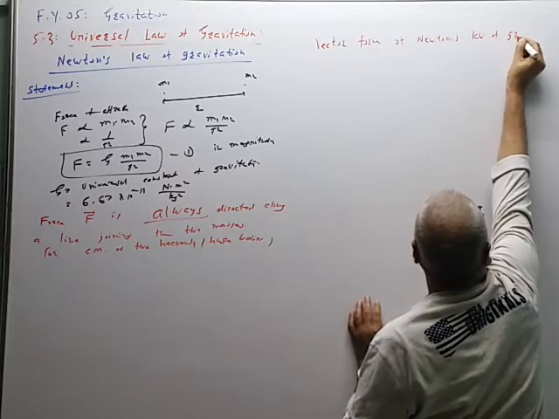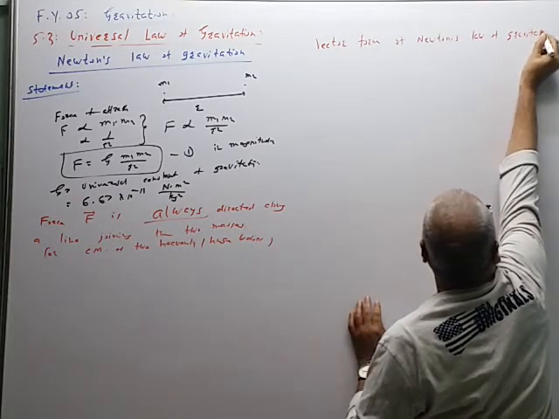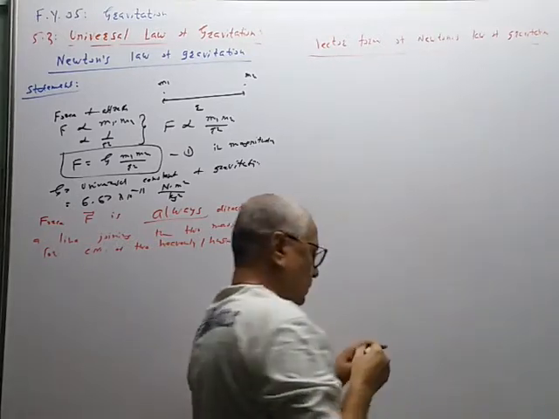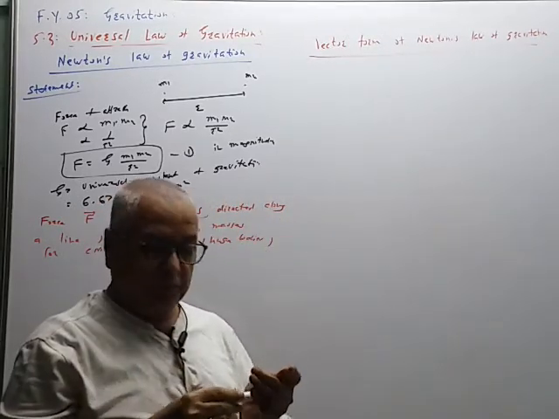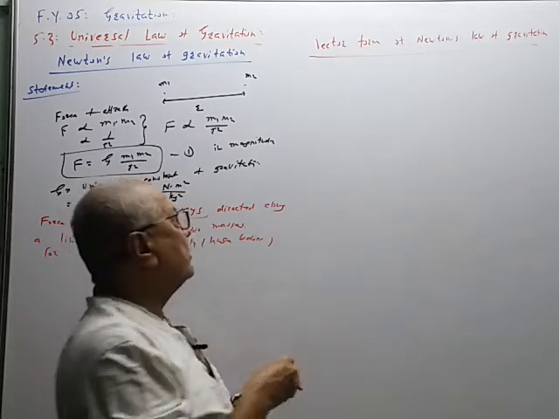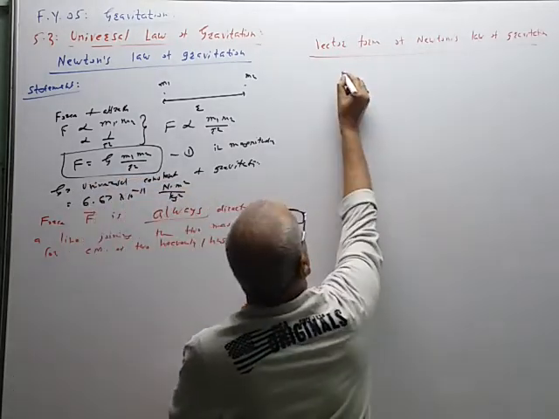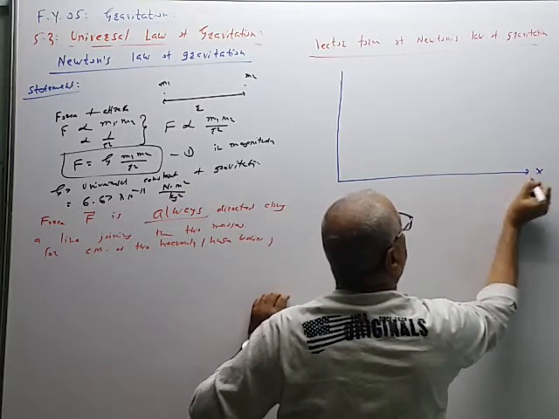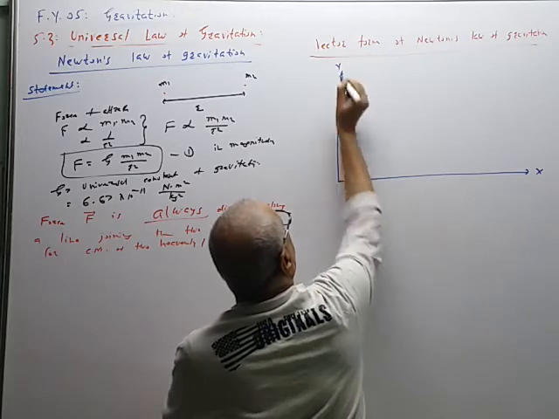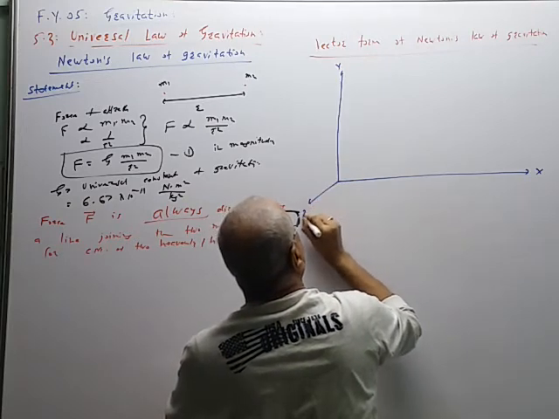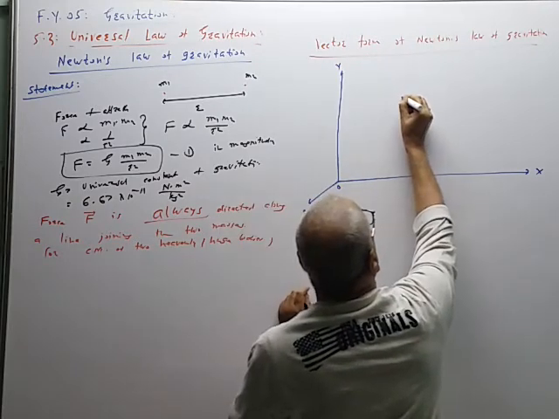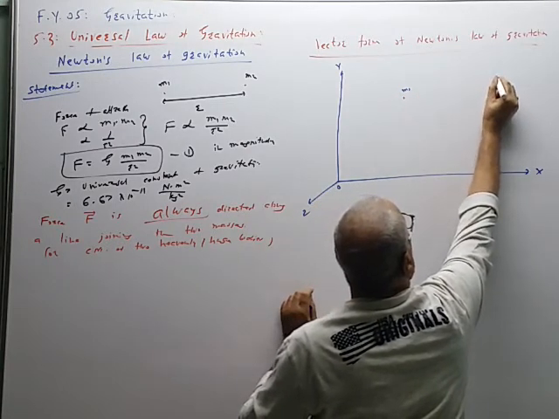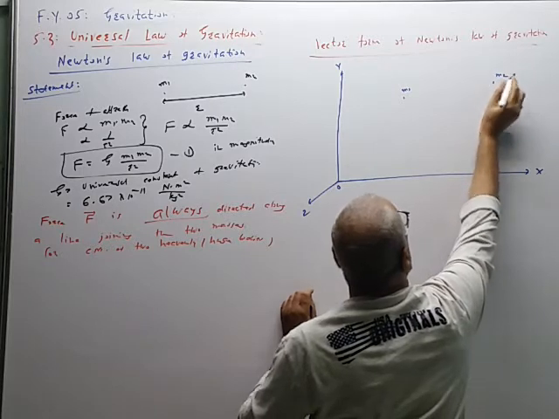Newton's law of gravitation. So here we are considering this Cartesian coordinate system. This is the x-axis, this is the y-axis, and this is the z-axis. This is the origin O. So one particle of mass m1 is kept here, another particle of mass m2 is kept here.